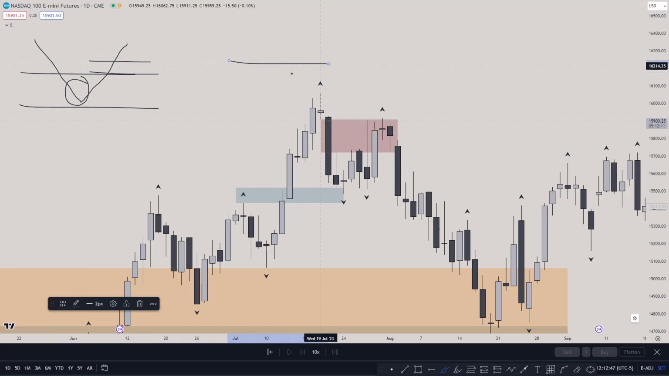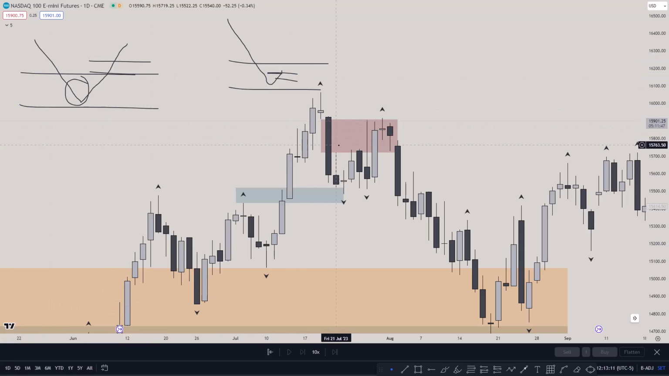The same thing goes for this. If we have a fair value gap on the higher time frame and price comes here, and inside of this on the lower time frame we also have another fair value gap, that's also a high probability. But the better one is the one with the same time frame right here.